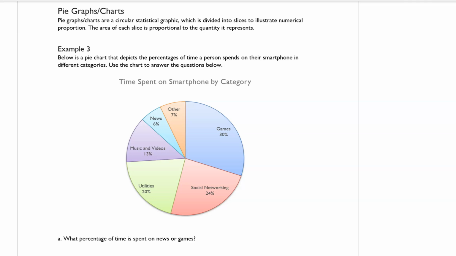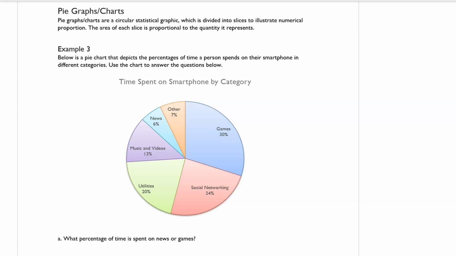The next type of data visualization that we want to talk about are pie graphs and pie charts. Pie graphs and charts are a circular statistical graphic which is divided into slices to illustrate numerical proportions. The area of each slice is proportional to the quantity it represents.